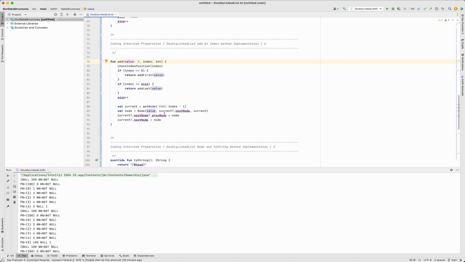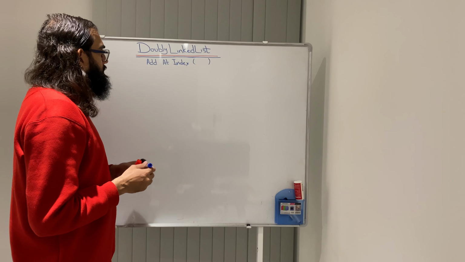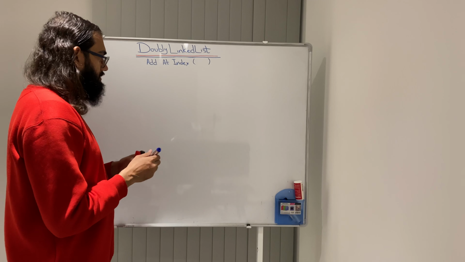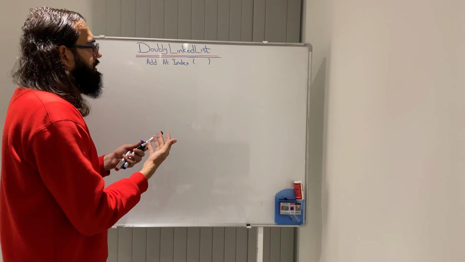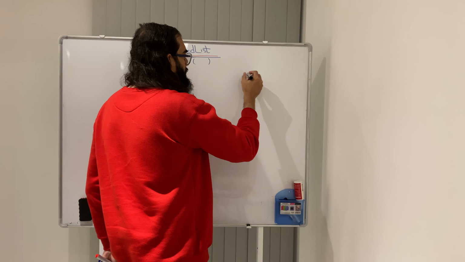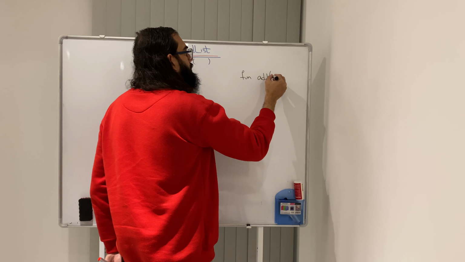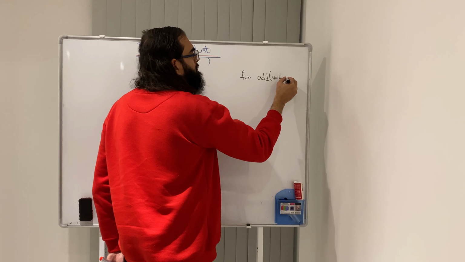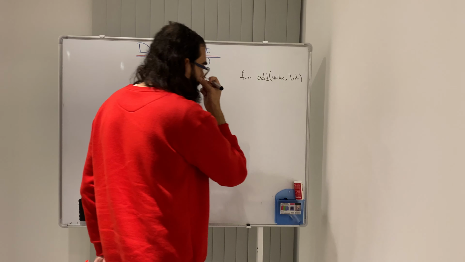Now moving back towards the whiteboard to do the time and space complexity analysis. Welcome back. So we will start first with the edge cases. So what kind of edge cases are there? Or maybe first we can finalize the definition and the declaration of our method. So our method will look like this: fun add value, which will be T, and then index, which will be integer. So that is our method.